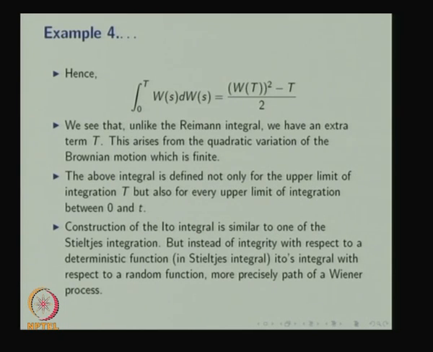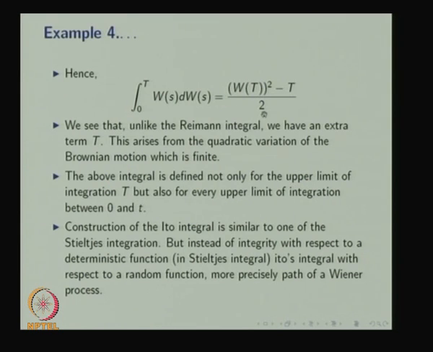Hence, this integration is W_t whole square minus T by 2. We see that unlike the Riemann integral, we have an extra term, capital T. If the integration is with respect to a bounded variation differentiable function, then you won't have the term capital T here. It is just W_t whole square by 2.